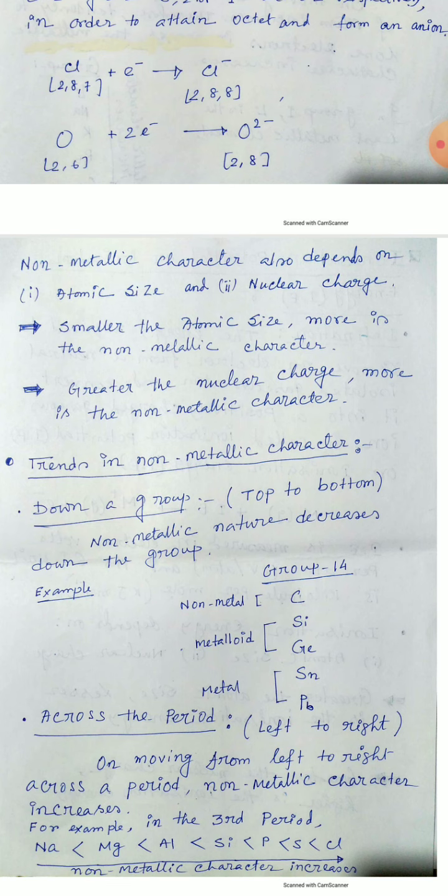And across the period, on moving from left to right, non-metallic character increases because metallic character decreases across the period. For example, in the third period the elements are sodium, magnesium, aluminum, silicon, phosphorus, sulfur and chlorine. Here you can see sodium and magnesium are metals, and chlorine is a non-metal. So from sodium to chlorine, non-metallic character increases but metallic character decreases.